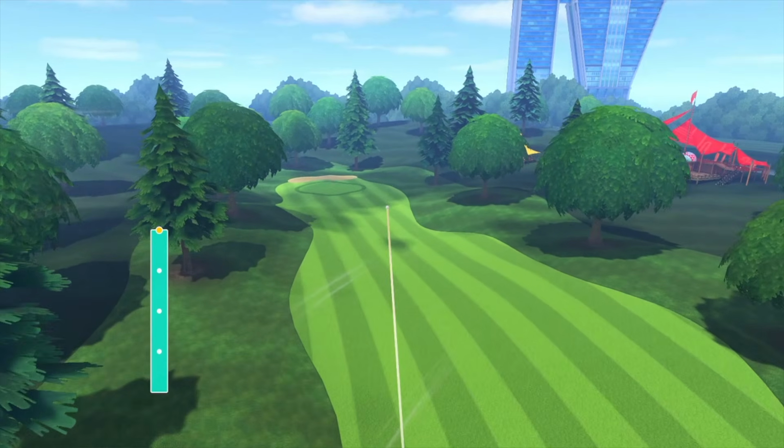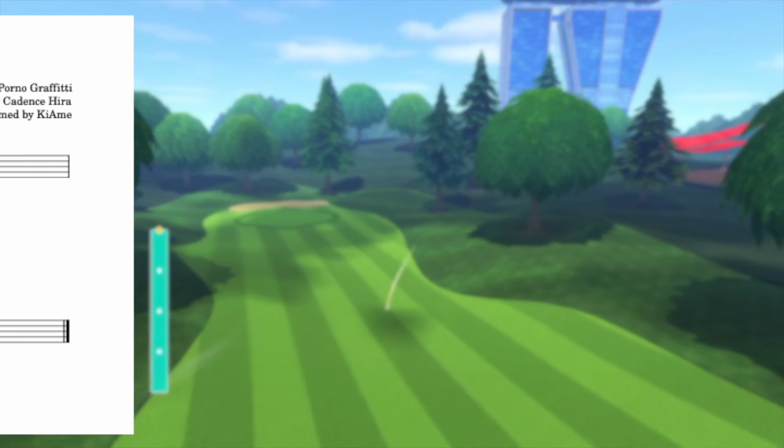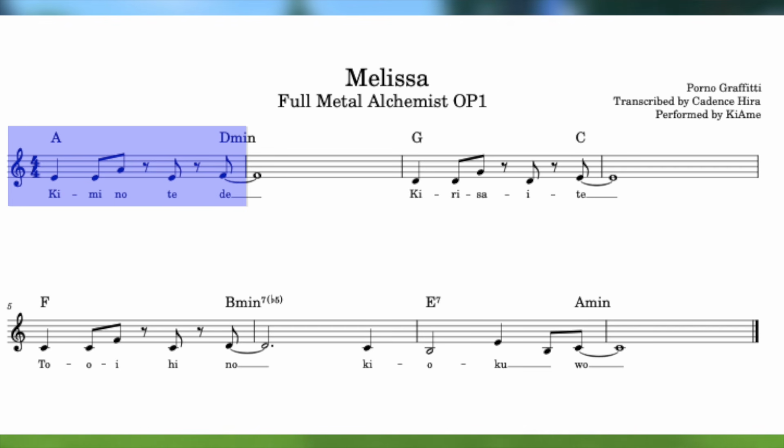The most common reharm can be heard in the first chord of this Fullmetal Alchemist opening.